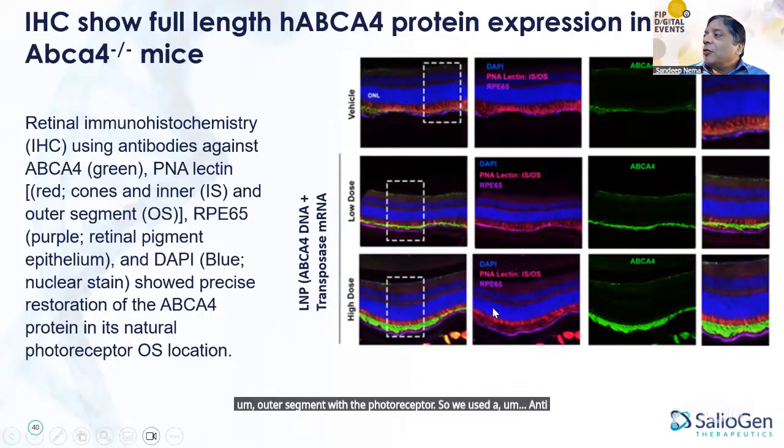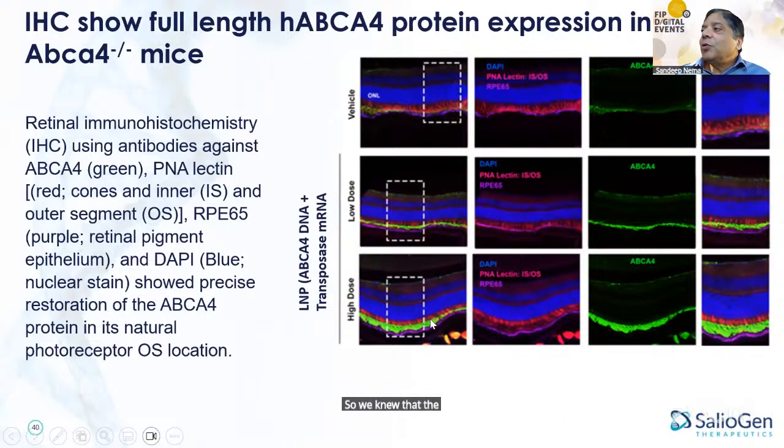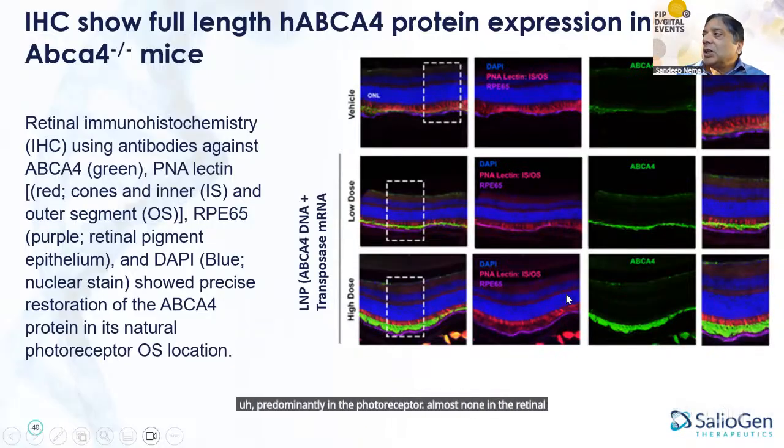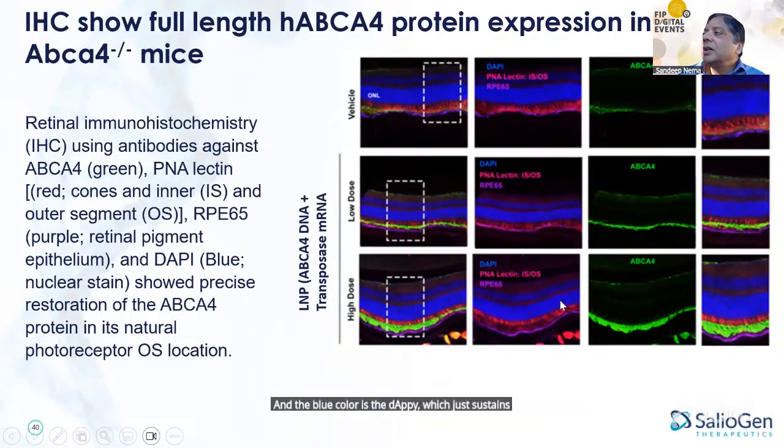antibody against the ABCA4 protein, and it shows green color, and the green color is in the outer segment where the photoreceptors are. So we knew that the ABCA4 gene is expressing predominantly in the photoreceptor, almost none in the retinal pigment epithelium, and the blue color is the DAPI, which just stains all the nuclei in the cell. So this data shows that precise restoration of ABCA4 protein occurs in its natural photoreceptor outer segment location.